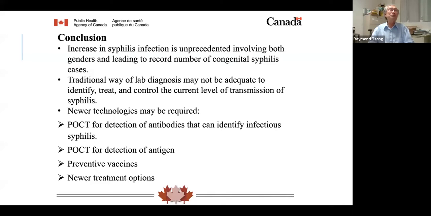And that leads to the need for newer technologies. These newer technologies may include point-of-care test kits for detection of antibodies that can identify infectious syphilis, and point-of-care test kits for detection of antigens, similar to the direct detection method for laboratory diagnosis of syphilis. And also preventative vaccines probably will help to control the disease.